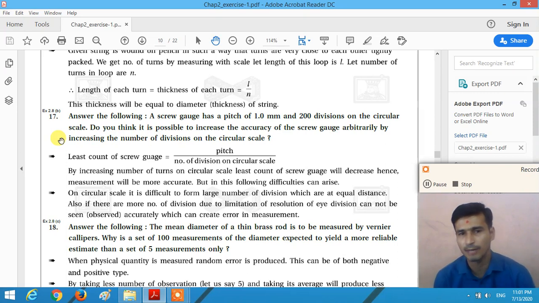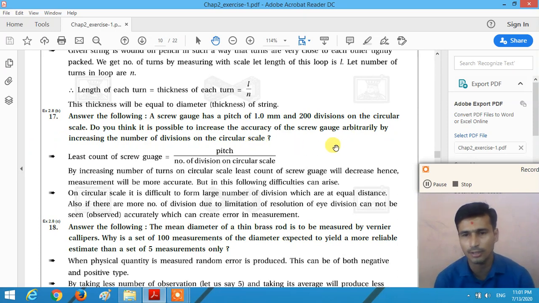Least count is the pitch divided by the number of divisions on the circular scale. Here the pitch is 1 mm and the number of divisions on the circular scale is 200. So the least count of the screw gauge is 1 divided by 200 mm. Now, do you think it is possible to increase the accuracy of the screw gauge arbitrarily by increasing the number of divisions on the circular scale?